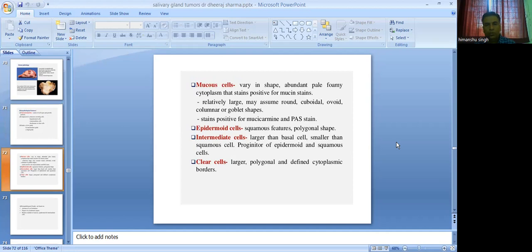The mucous cells vary in shape, have pale foamy cytoplasm, which stains positive for mucin stains, as it is filled with mucins. Relatively large, may assume round, cuboidal, ovoid, and columnar or goblet shapes, stains positive for mucicarmine and PAS stain. Epidermoid cells, they are squamous and have polygonal shape. Intermediate cells, they are larger than basal cells, smaller than squamous cells, and considered to be progenitor cells of epidermoid and mucous cells. Then clear cells, they are large, polygonal, with defined cytoplasmic borders.